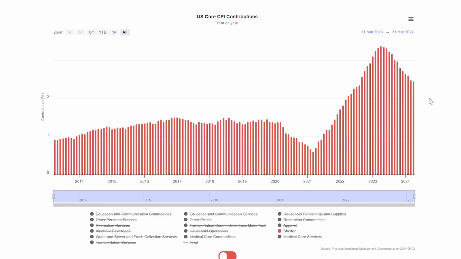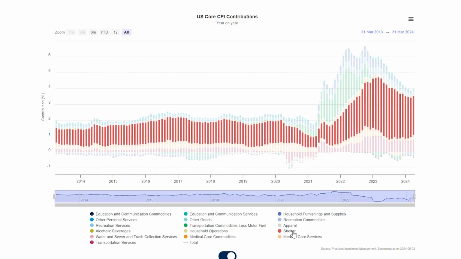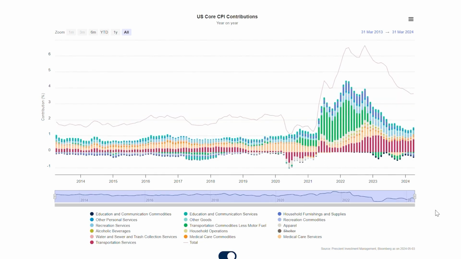So we're quite confident that this particular component will continue to come in, which means that if we re-enable all of the components within the core CPI basket and turn off shelter, the Fed is well below that 2% target. So all else equal, and all else is never equal in finance, but all else equal, if purely the shelter component comes in, then the Fed has got quite a solid reason to start cutting rates.